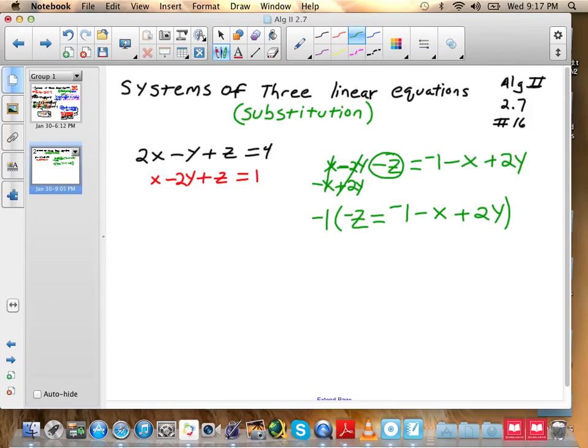So now I simply say -1 times -z. The negative times the negative gives me a positive. The 1 times a z just gives me 1z equals, and then I continue on: -1 times -1, negative times a negative is a positive, 1 times 1 gives me 1. Okay, -1 times -x, the negative times a negative gives me a positive, and the 1 times an x gives me just an x. And then the -1 times the 2y, the negative and the positive makes for a negative, and then the 1 times the 2y makes for a 2y.